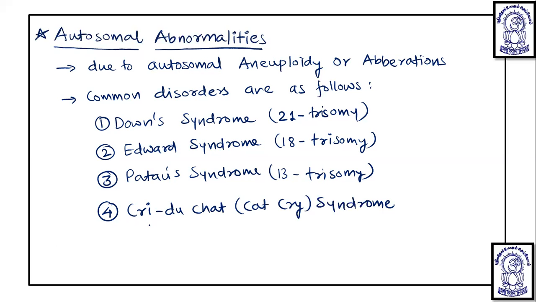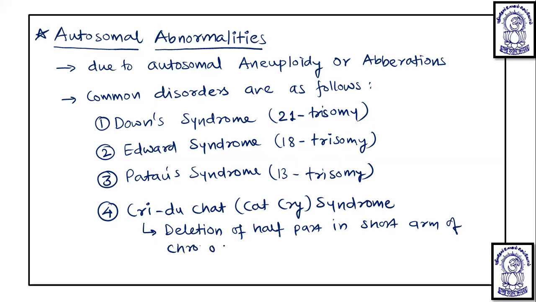In this, what is it that you will get this particular cri du chat due to? This is due to deletion of half part in the short arm of chromosome 5. If this deletion in the fifth chromosome occurs, then it is known as cri du chat syndrome.